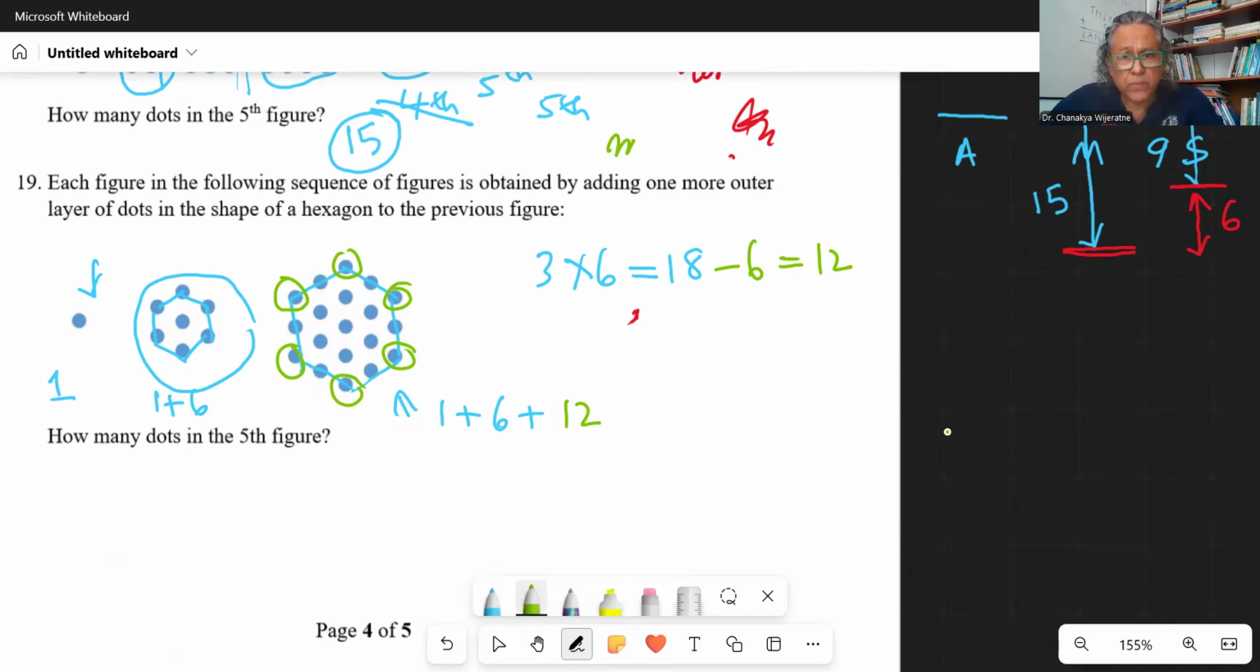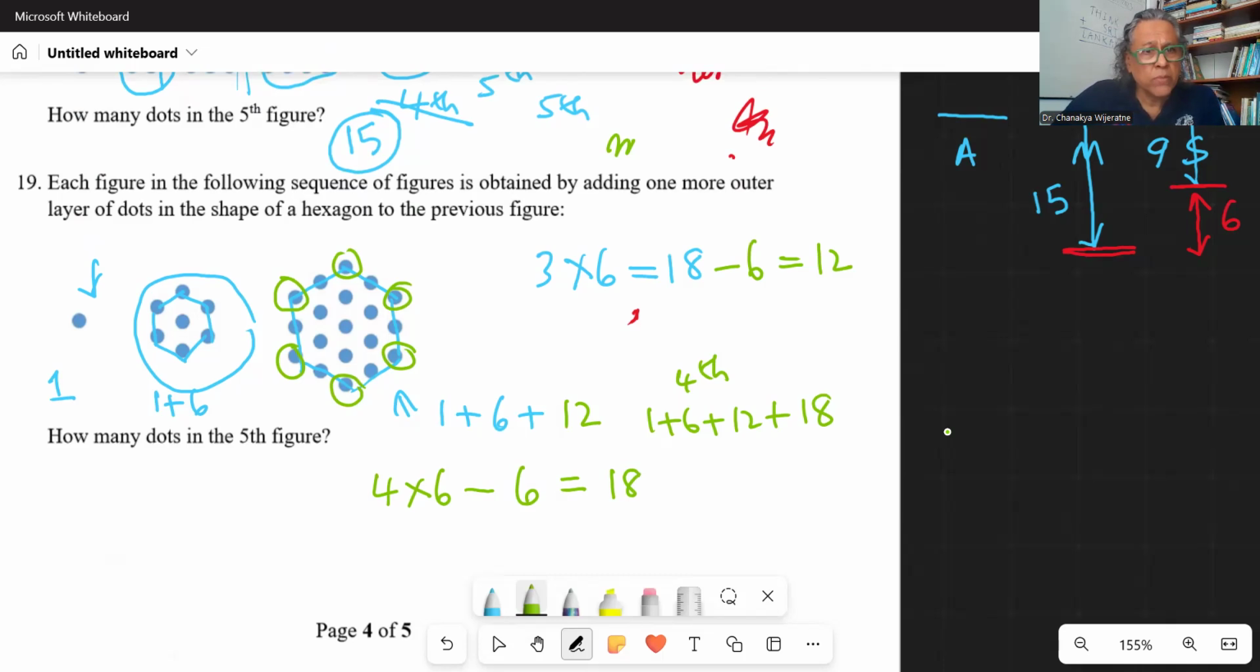So what is the fourth figure? So 1 plus 6 plus 12. Now, the outer layer of dots in the shape of a hexagon will have 4 dots on one side, times 6, and then you take away the double count, 6. So what do you get? 24 minus 6, 18. So we get 18. So it looks like multiples of 6. Let's see. There's a fourth one, the fifth one.